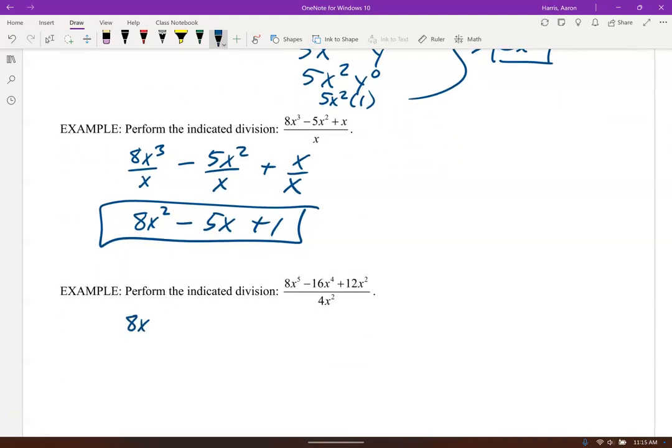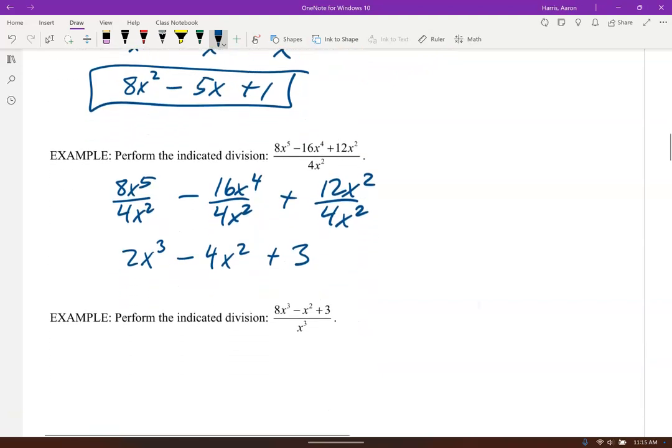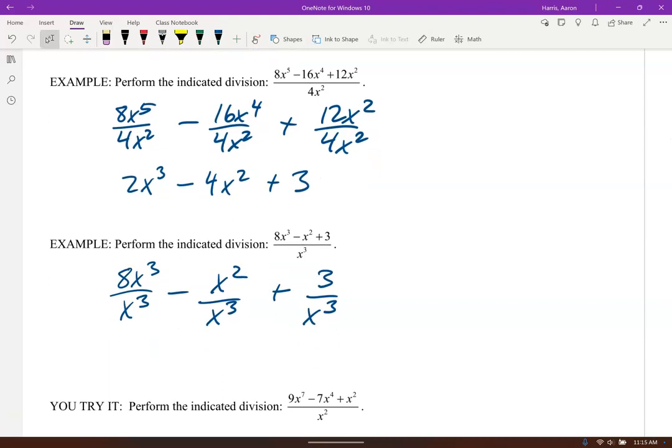Here's another one. Put it over that common denominator. Eight over 4 is 2. x to the 5 minus 2 is 3. Minus 4x squared plus 3. x squared over x is x to the 0, or 1. Now this one's x to the 3rd over x to the 3rd. Those cancel. Minus, I have 2 x's on the top, 1 on the bottom, so I have 1 over x. And plus 3 over x to the 3rd.